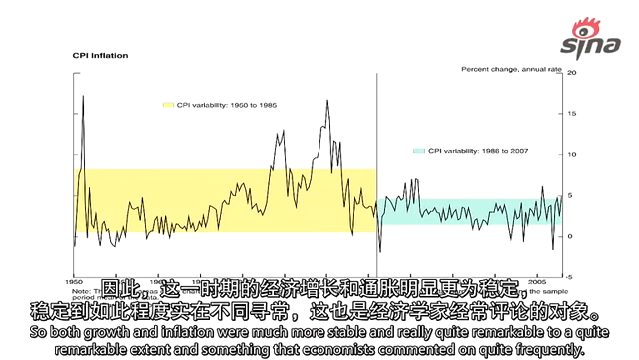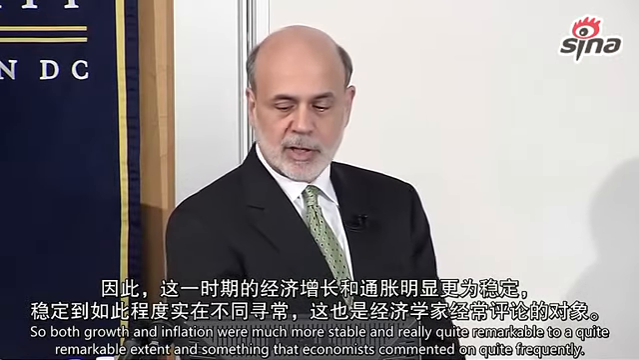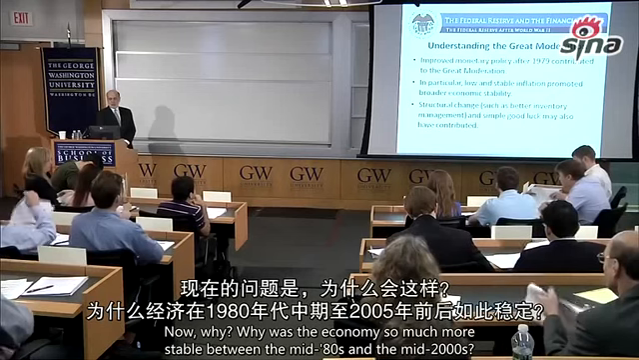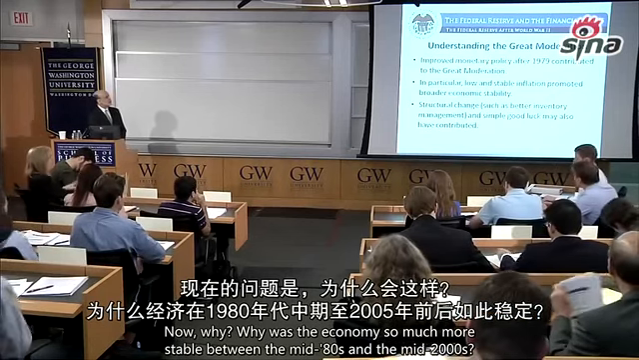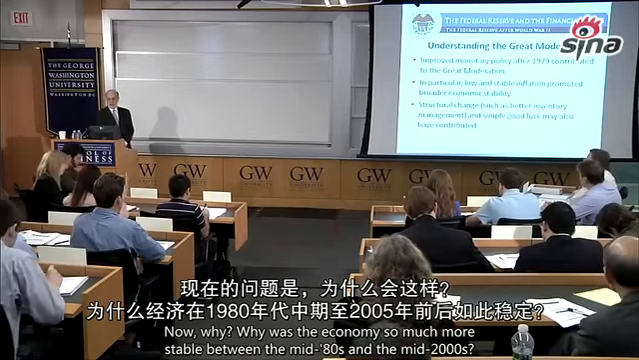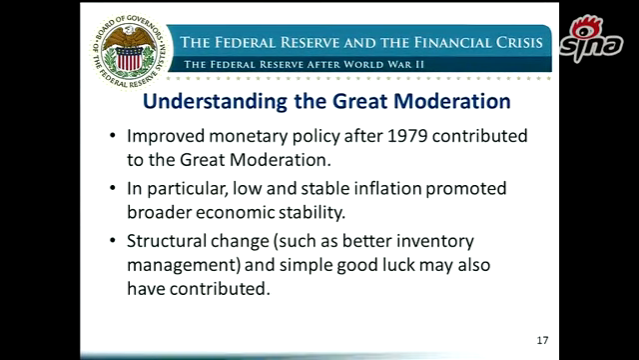So both growth and inflation were much more stable, to a quite remarkable extent, and something that economists commented on quite frequently. So that was the so-called Great Moderation. Now, why? Why was the economy so much more stable between the mid-'80s and the mid-2000s?